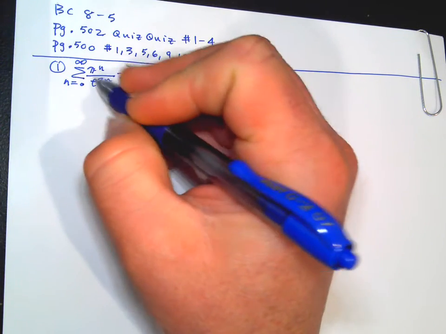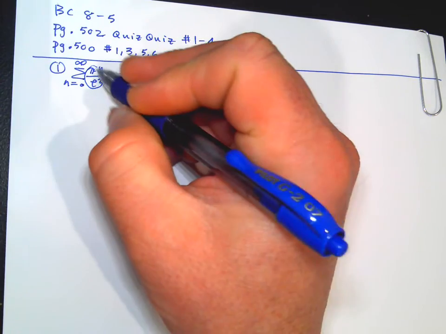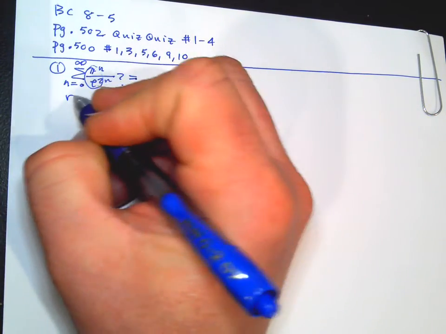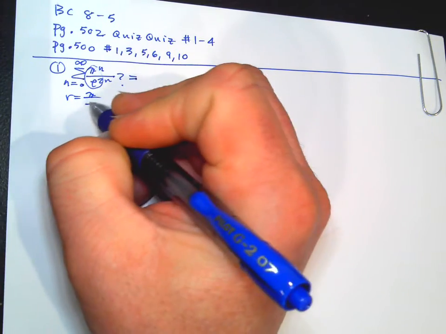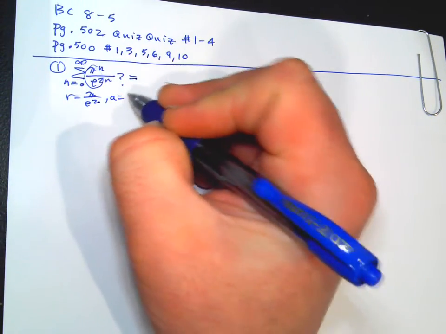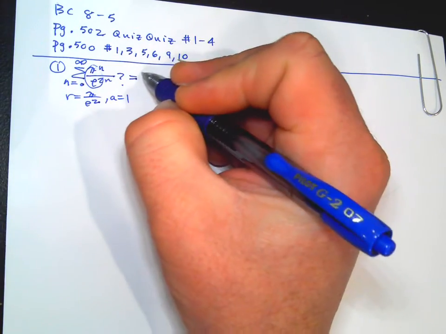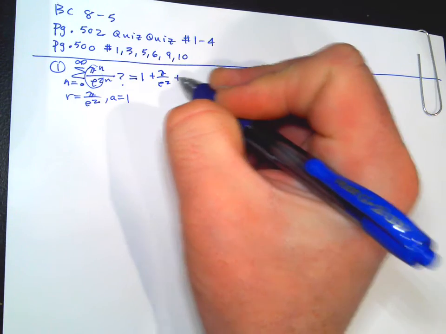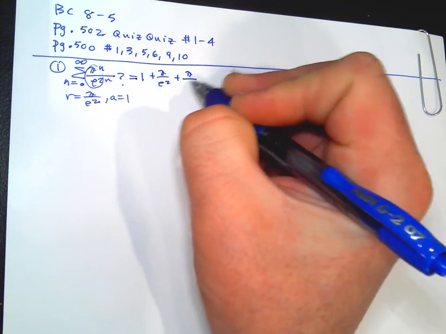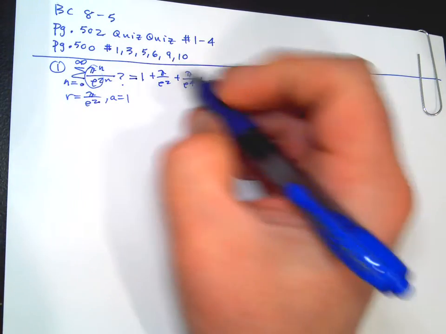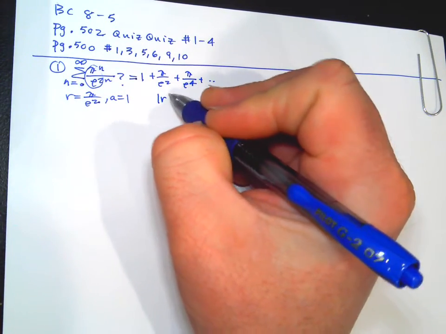I think I see that it is an r value to the n. So I just look at this and say, I think r is pi over e squared. You plug 0 in, you get 1, so the a value is 1. You could start plugging these in. You get 1 plus pi over e squared plus pi over e to the 4th. Same pattern. So is the absolute value of r, you've got to be careful.